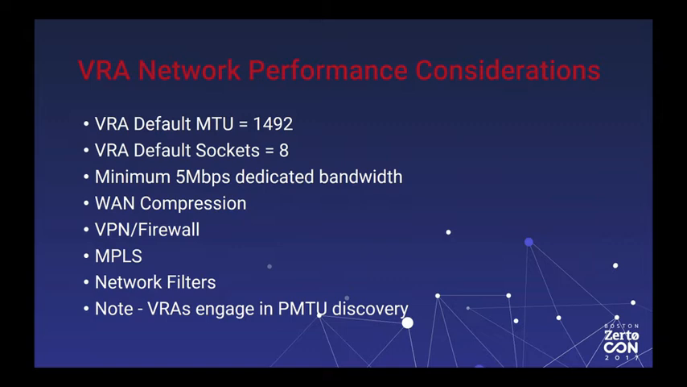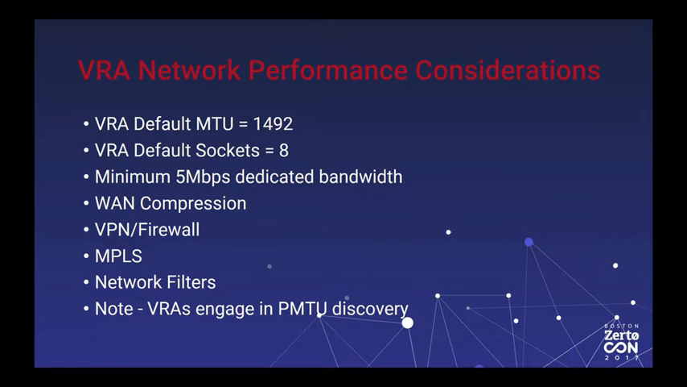Okay, so in terms of network sockets, VRA uses 8 as a default. It can use 16 and 40, but using more doesn't give you more, not with VRA sockets. And there's a good reason for that, but we're not going to go that deep in this presentation. Our minimum requested dedicated bandwidth is 5 megabits per second, which is fairly low. We're using WAN compression per VPG. Obviously, we support all the things from VPN firewalls to MPLS and network filters.